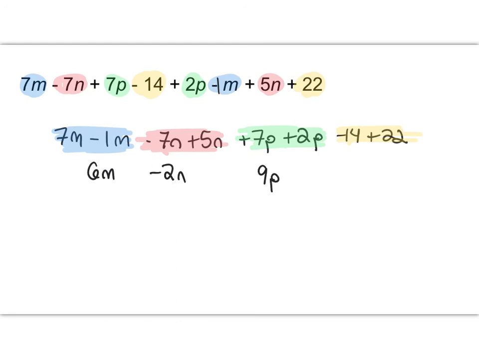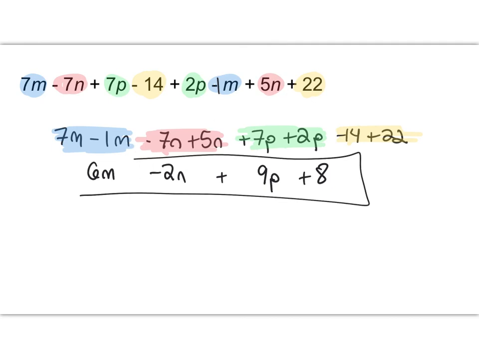And then negative 14 and 22 is the same thing as 22 minus 14. So that'll be 8, a positive 8. So this is our simplified expression: 6m minus 2n plus 9p plus 8. All right, so next there are going to be some examples for you to try on your own.